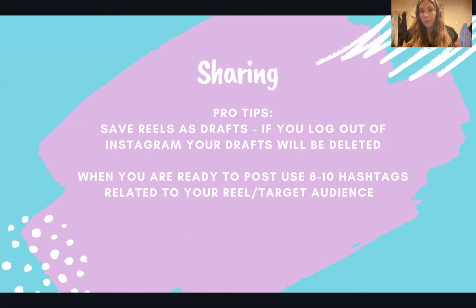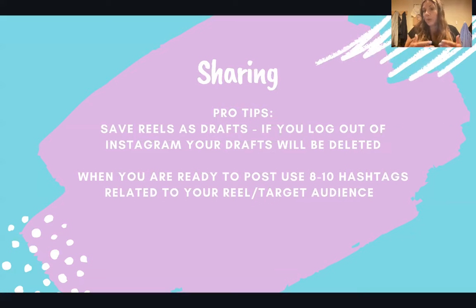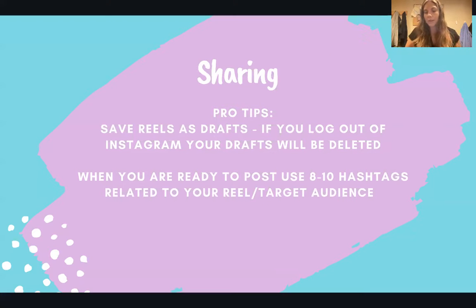So when you're ready to post, you're going to use 8 to 10 hashtags related to your reel and your target audience. We used to be told on Instagram to use 30. Now we're being told to use 8 to 10. Do whatever makes you feel comfortable. I don't really care. I'm not an expert in how the algorithm works. I'm just sharing what I've learned from different trainings and different people that are really good at social media. So 8 to 10 hashtags, make sure a couple of them relate to what you're talking about, and then the rest can relate to just your target market audience.